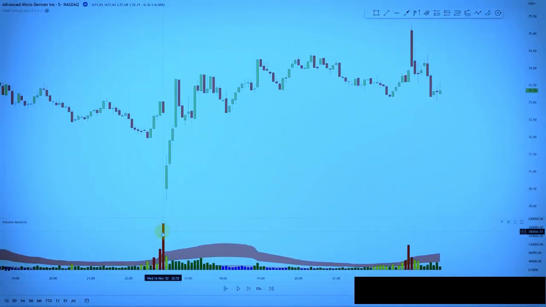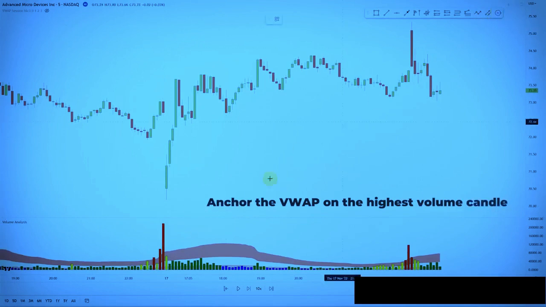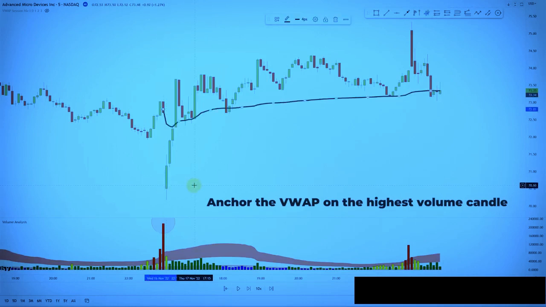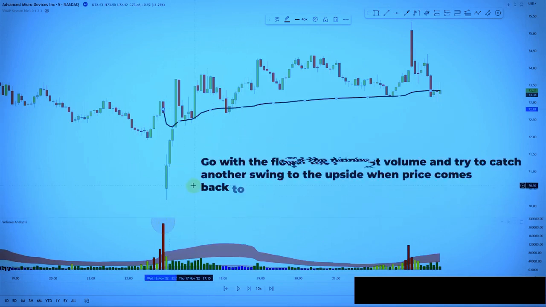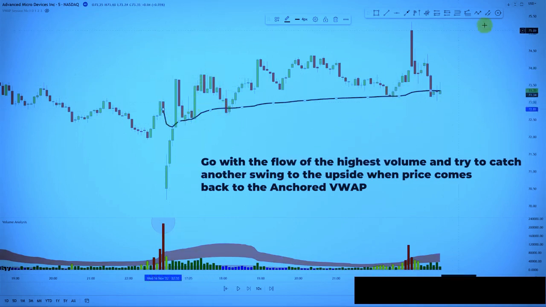Another day trading strategy is to anchor the VWAP on the highest volume candle. I said it before, high volume means there's an interest in the market, and if it's combined with a move higher in price, then it's often used as a signal of strong upward momentum. In this example, we identified the highest volume. We added the anchored VWAP, and the line immediately offered several opportunities to buy the dip.